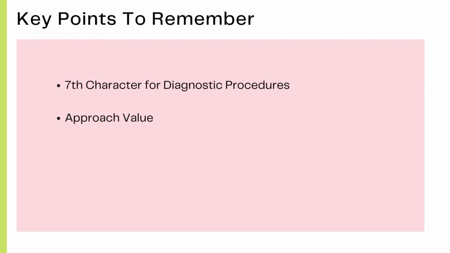The key points to remember are that diagnostic procedures such as aspirations and incision and drainage procedures carry a seventh character value of X, which identifies that it's a biopsy procedure or a diagnostic procedure. And be careful with the approach values for drainage procedures specifically. Some procedures are done using a scope as well as a needle. If a scope is used to perform the procedure, then the approach would be percutaneous endoscopic. But if it's only a needle biopsy or a needle procedure, then the approach is only percutaneous.